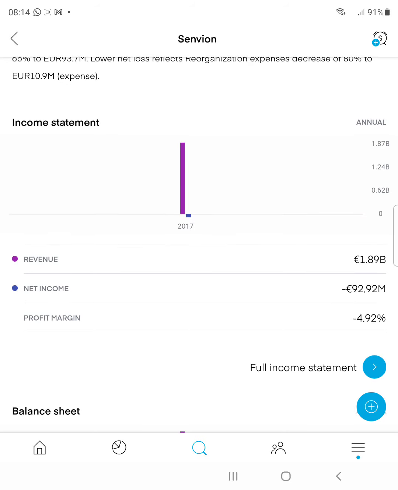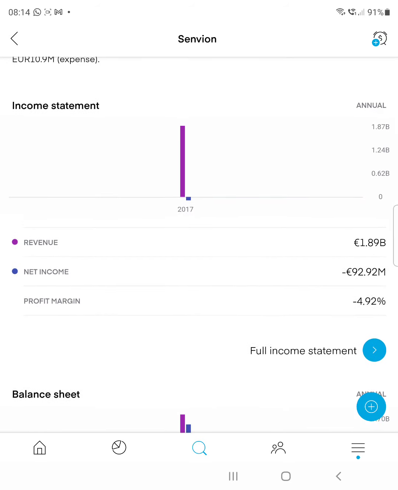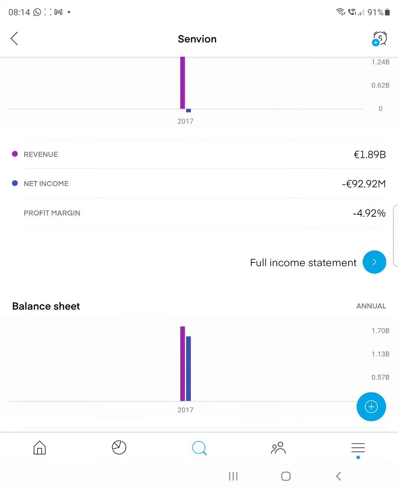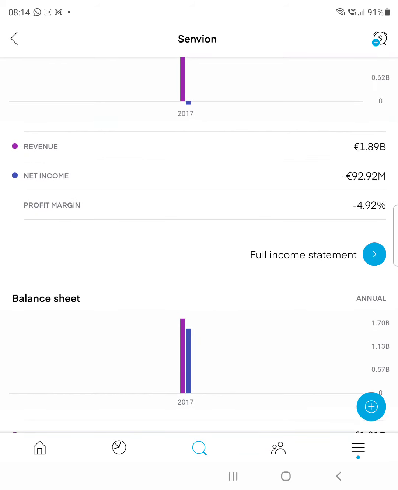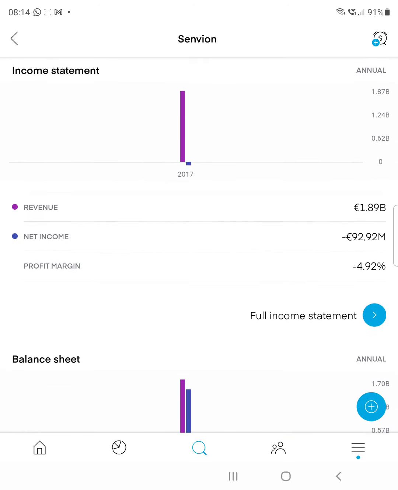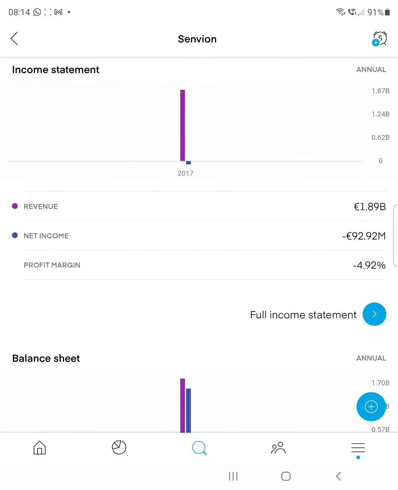So if you look at the income statement, it says the profit margin for 2017 is minus 4.92, which is not very good. It means it's made a negative profit, which means after all expenses had been paid, the expenses came up to 92.92 million euros more than what the company had made in sales.